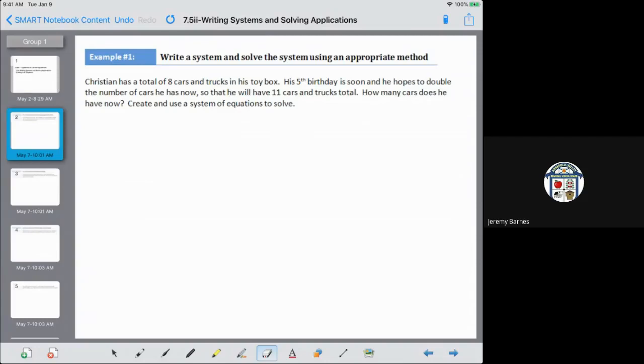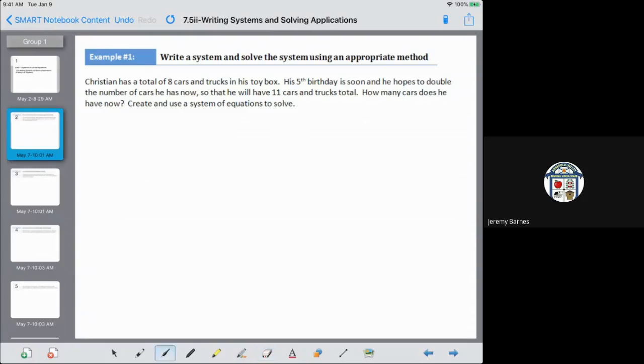Christian has a total of 8 cars and trucks in his toy box. His 5th birthday is soon, and he hopes to double the number of cars he has now so that he will have 11 cars and trucks total. How many cars does he have now? Create and use a system of equations to solve.